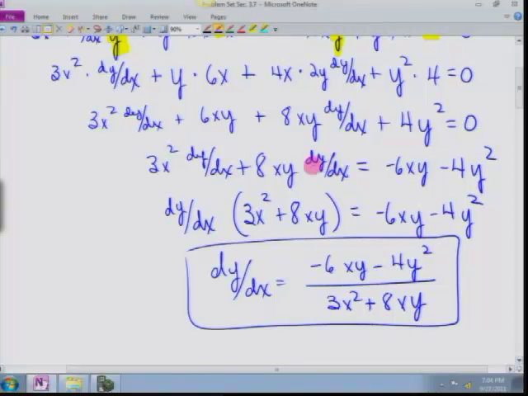So we want to leave anything that's attached over here, and all the other guys that have no dy go to the other side. It's like solving for x. Yeah, but this is the guy that we're solving for, dy/dx. That's what we're solving for. So ultimately, we have to isolate him. Okay?